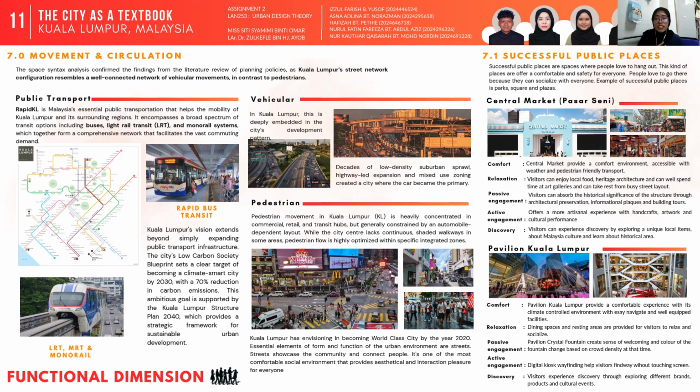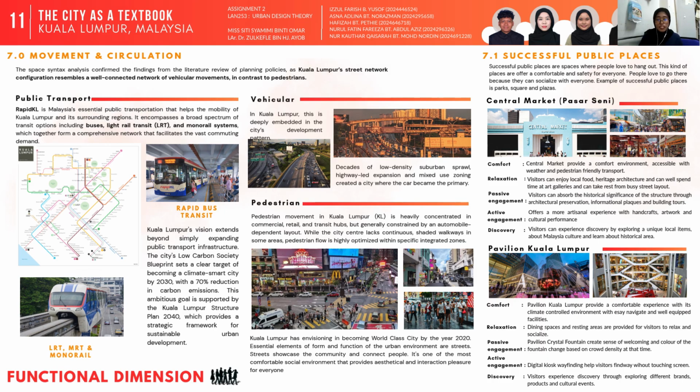My name is Nur Aisyah Sarah binti Muhammad Nordin, and I will explain about the functional dimensions. Functional dimensions that are involved in Kuala Lumpur, Malaysia are the transportation system, public spaces, infrastructure, and also the land use. Kuala Lumpur has developed into a modern city where mobility and accessibility play important roles in supporting daily activities.